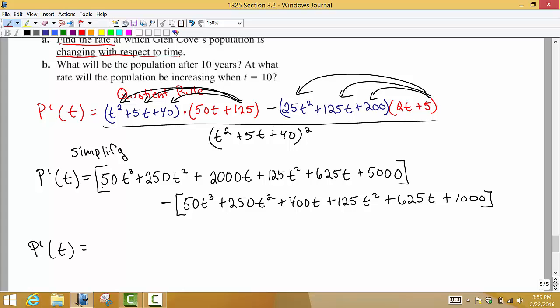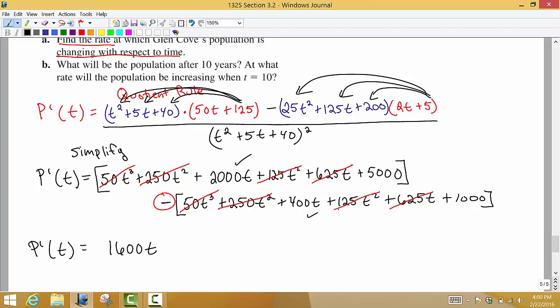So what we get is 50t cubed minus 50t cubed, 250t squared minus 250t squared, 125t, and then remember minus 125t squared, so those cancel. 625t minus 625t, those cancel as well. And so what we're left with then is 2000t minus 400t, which leaves us with 1600t.